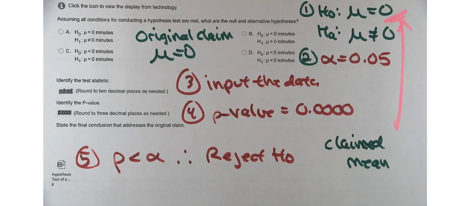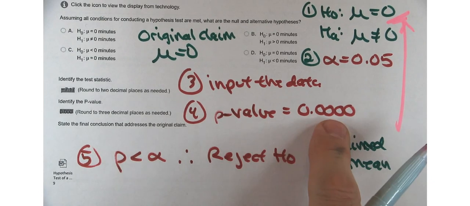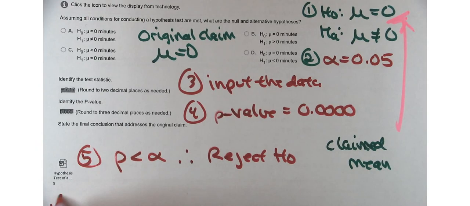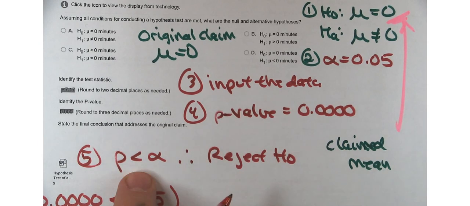Just if P is less than alpha. Our P value is 0. Our alpha value is 0.05. Here, let me write underneath here. 0.000 is less than 0.05. That's literally what this is saying. Because of that, when your p-value is less than alpha, that's when you reject H naught.